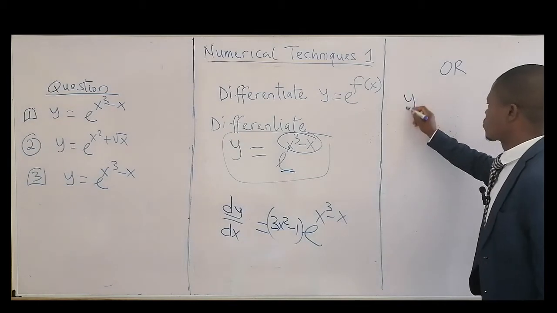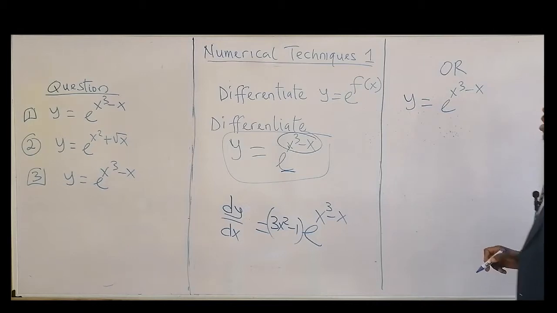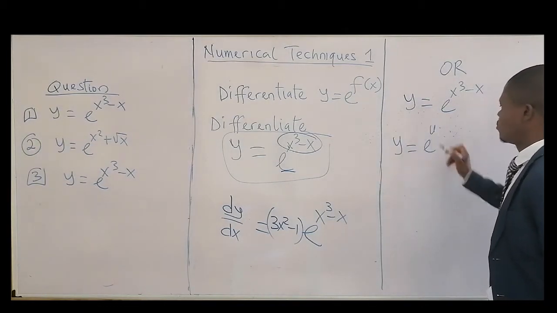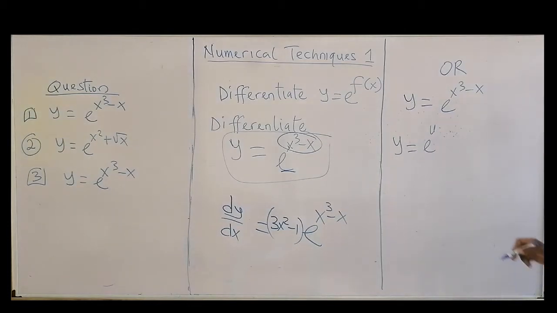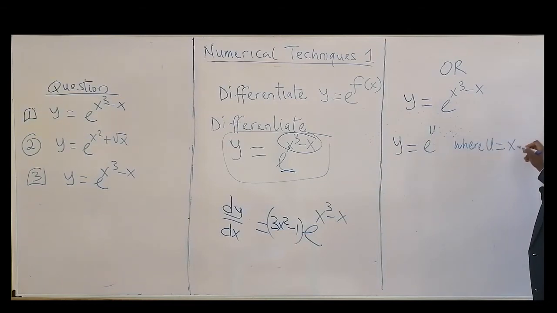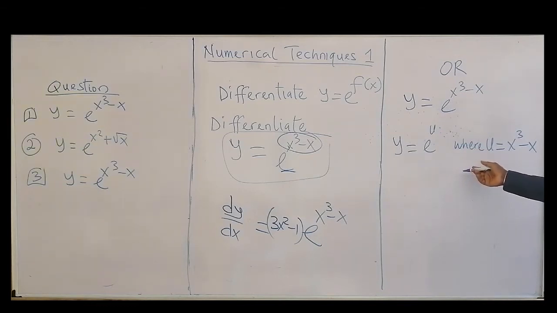But if you want to do it in a more elaborate way, what we are going to do, this is your question, e to the power x cubed minus x. We are going to give the exponent a letter, call it u, where u is equal to x to the power 3 minus x. Therefore, now we have a chain rule, a function of a function. y is a function of u, and u is a function of x.